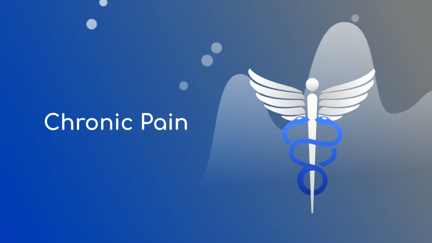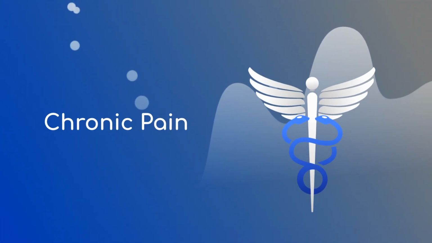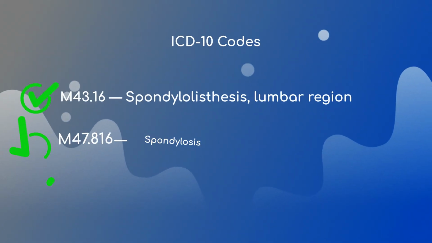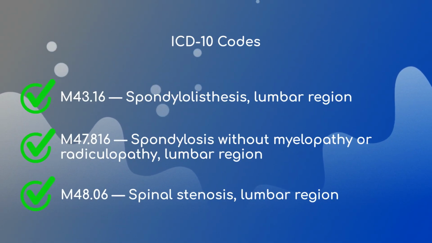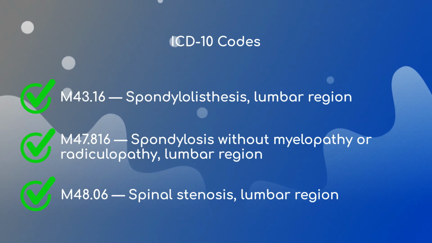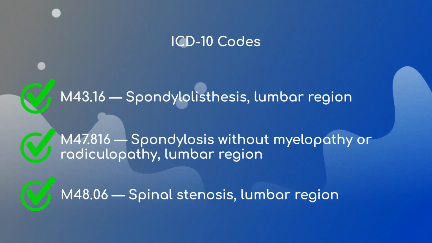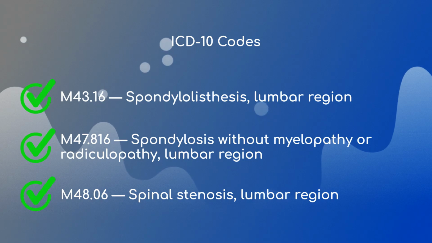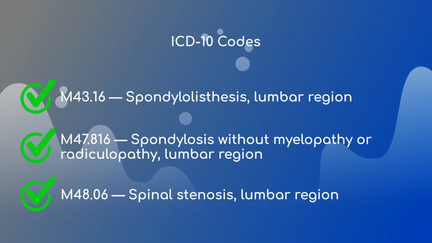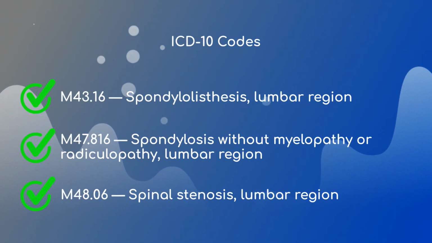Since this exam is being performed for chronic lumbar spine pain and shows degenerative findings, we'll select diagnosis codes that reflect these structural conditions, not trauma since no injury is documented. M43.16, spondylolisthesis, lumbar region. This describes the L4 on L5 anterolisthesis. M47.816, spondylosis without myelopathy or radiculopathy, lumbar region. This covers the degenerative spine changes and facet arthropathy. M48.06, spinal stenosis, lumbar region. While better seen on MRI, it's still mentioned here and part of the clinical picture.